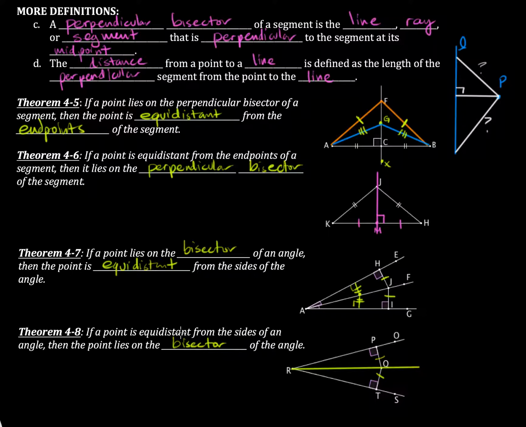a line or a ray or a segment, then this angle right here will be congruent to that angle, because this must be the bisector of this angle ORS.